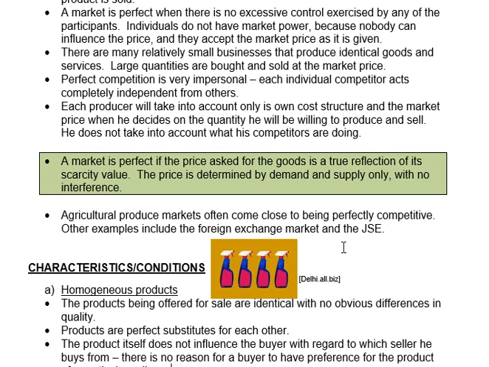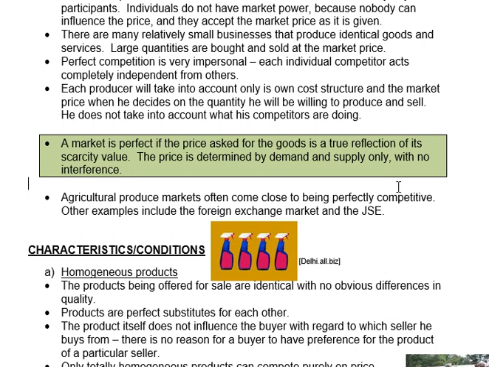Your definition of a perfect market, you should know this, you've done this since grade 10. A market is perfect if the market price that is determined is a true reflection of its scarcity value. This means that the prices are formed by the interaction between demand and supply only. There's no interference by the government. There's no interference by an individual producer or consumer. The market demand and the market supply will determine the price, and that price is a true reflection of the scarcity of the goods.